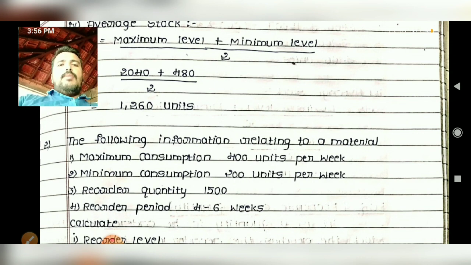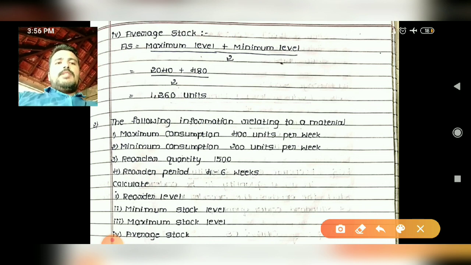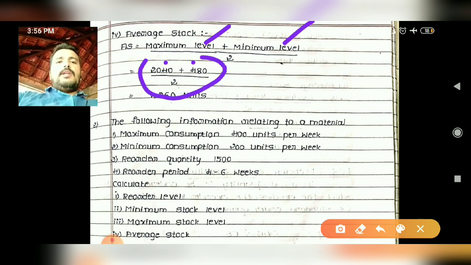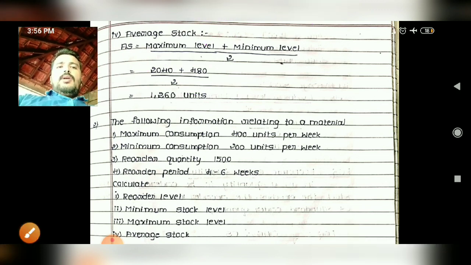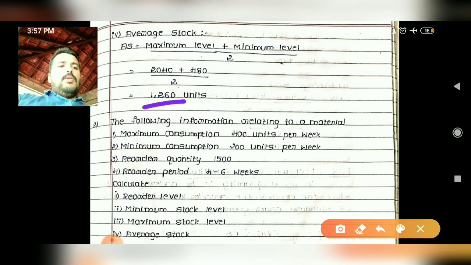Then the next component, average stock, you have to calculate. Average stock is nothing but the average of maximum stock level and minimum stock level, that is, maximum stock level plus minimum stock level divided by 2. Maximum stock level you have calculated, minimum stock level is also calculated. 2040 was the answer, and 480 was the answer. Averaging it, you get 1260 units. So this is how you have to calculate.